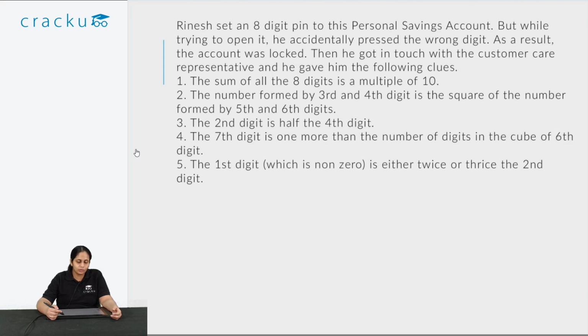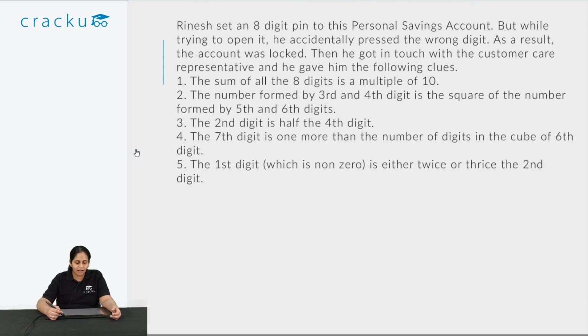As a result, the account was locked. Then he got in touch with the customer care representative and he gave him the following clues. The sum of all the 8 digits is a multiple of 10. The number formed by the 3rd and 4th digit is a square of the number formed by the 5th and 6th digits.